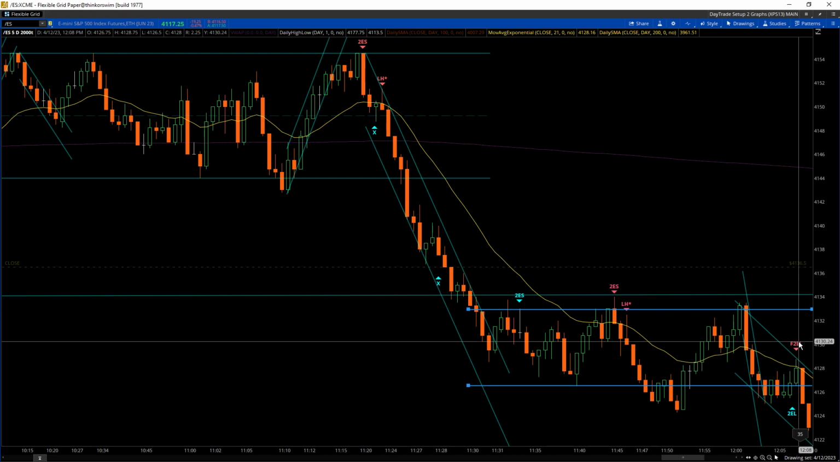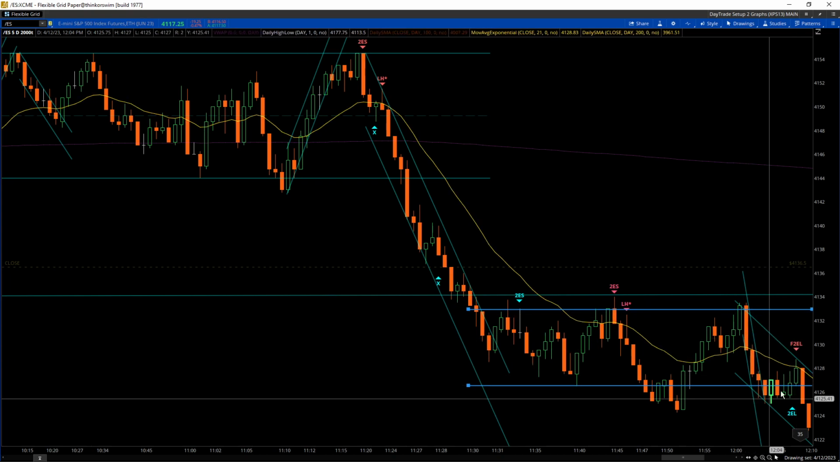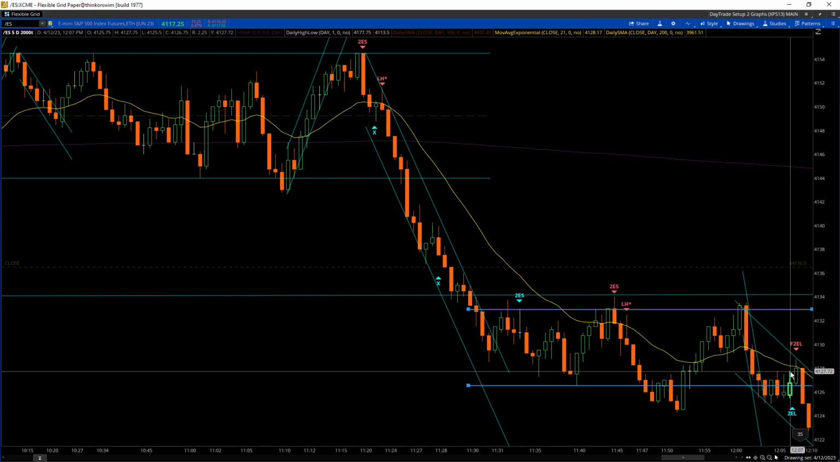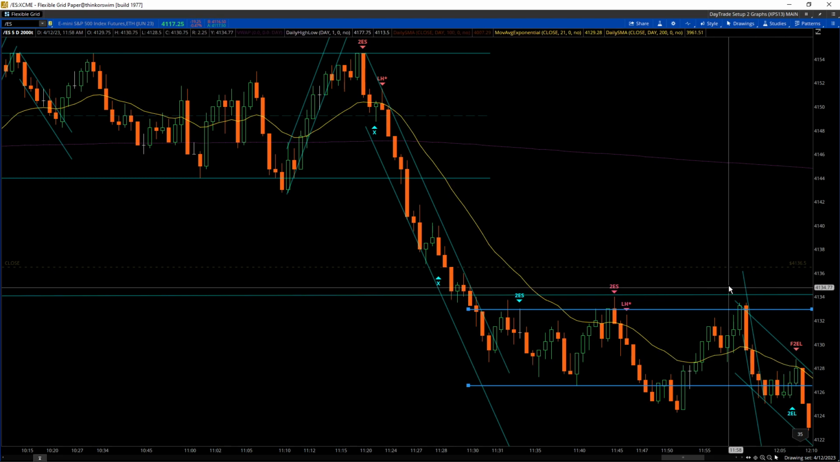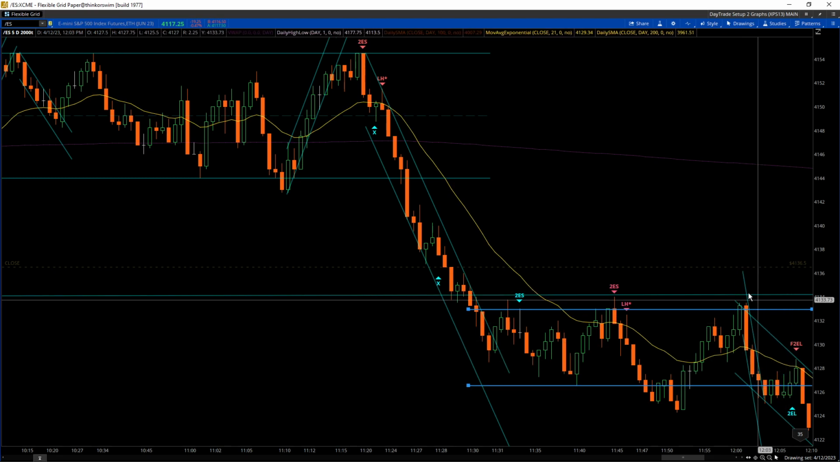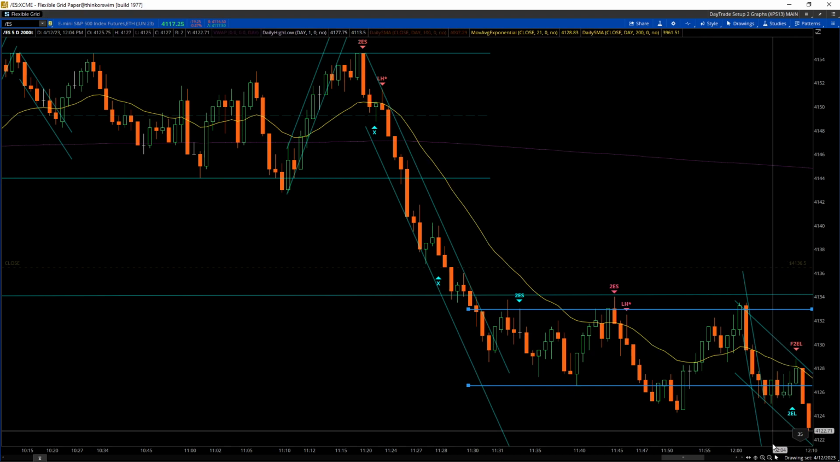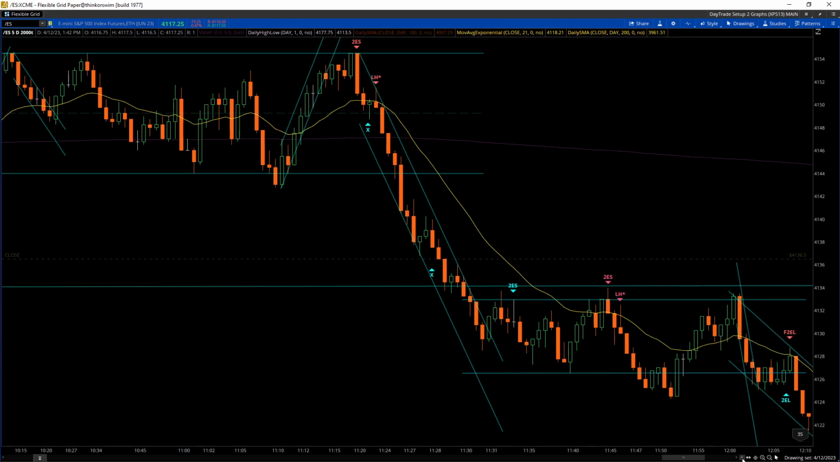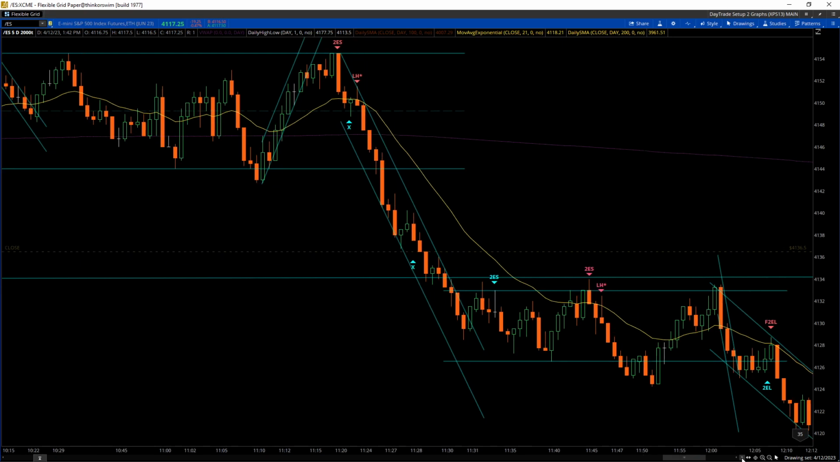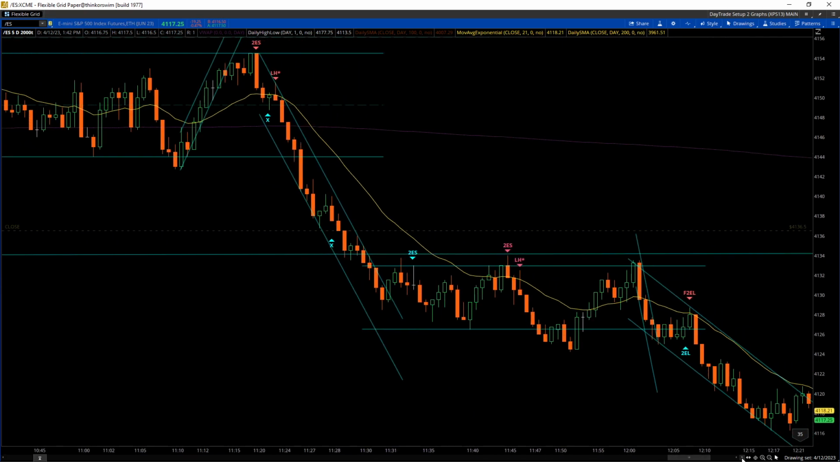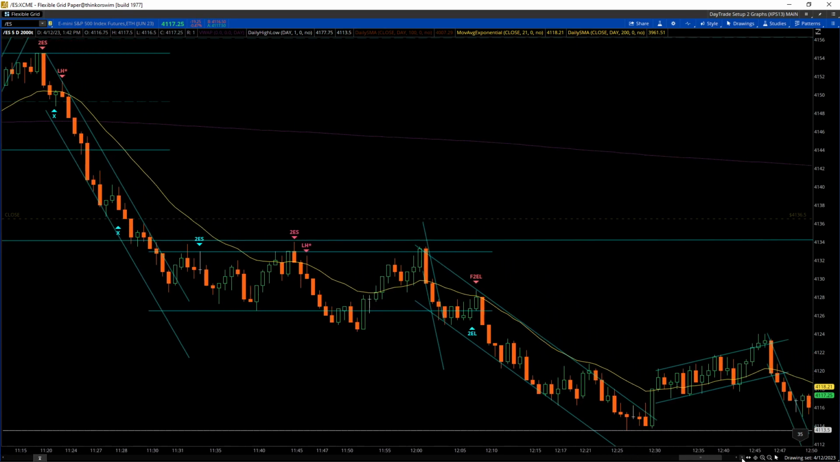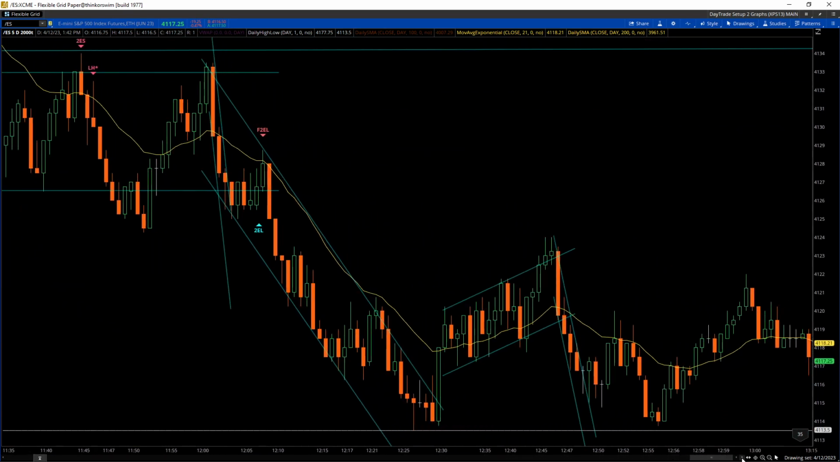I'm not sure I would have taken this either because it's just a first entry long. This is a very, very weak looking second entry long. So this could have just been considered one big move, one leg down and one leg up. So it could have just been a first entry long. In any case, I took it because I was looking at the trees for the forest and I lost. So prices continue moving down and it just kind of chops around and goes into the close.